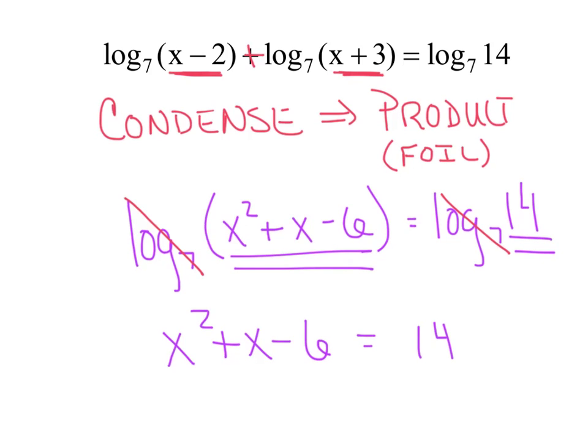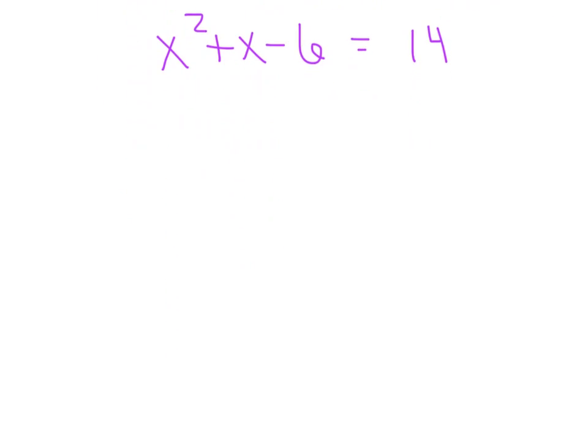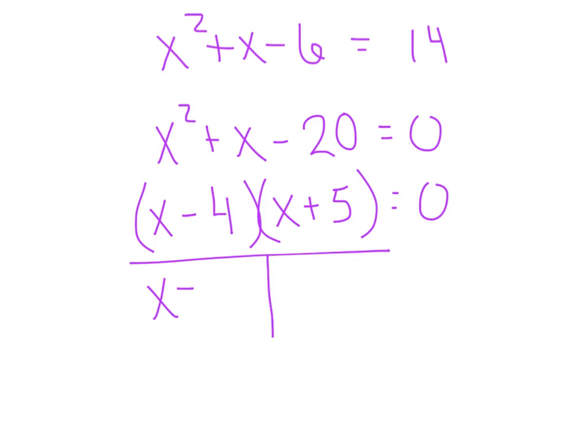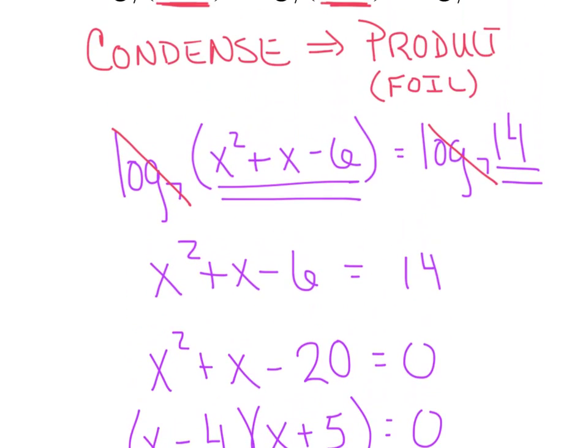I want to set the equation equal to 0. So x squared plus x minus 20 equals 0. Look at how nice this one's going to factor. We've really been blessed with some very easy factoring tonight. Tee this one up, and x equals 4, x equals negative 5. Let's go see if either one of these solutions violates the domain.